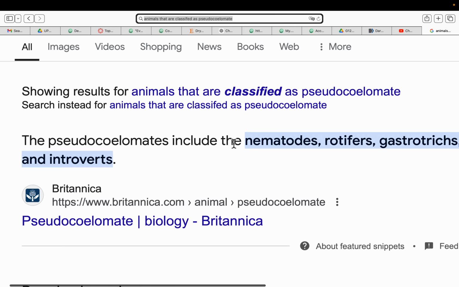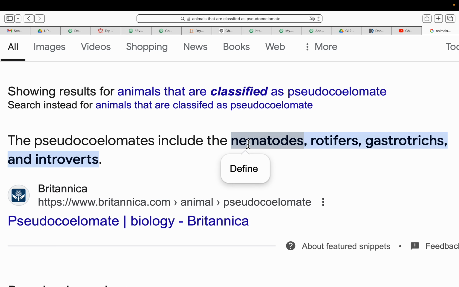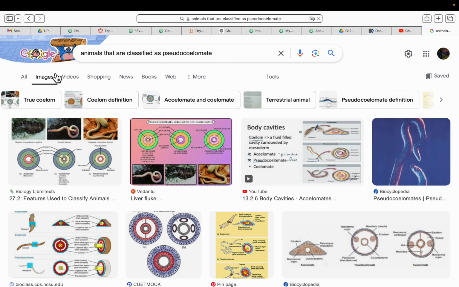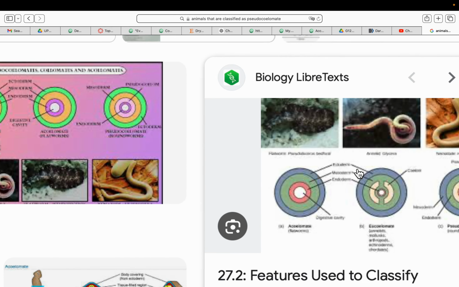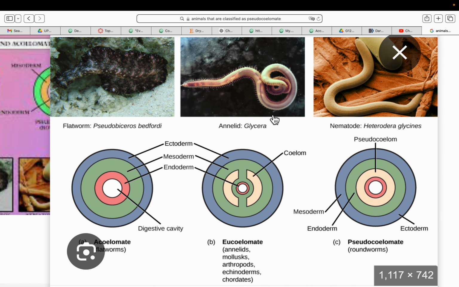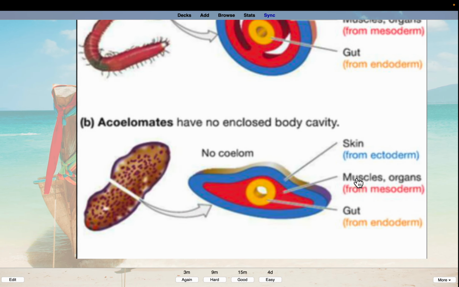Okay, nematodes. Nematodes, in other words, flatworms, I think. Yeah. Rotifers, gastrotrichs, and what the heck? Introverts. Huh? Introverts are animals. I never knew that. Okay, so also annelids. Annelids are roundworms. All worms basically. No, no, no. Eucoelomate is different from pseudo, as you can see here. Flatworm, acoelomate, annelid, eucoelomate. For pseudocoelomate, we have nematodes, roundworms. Okay.